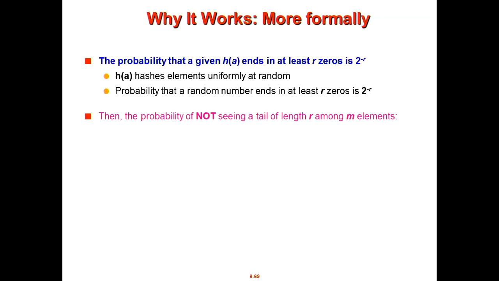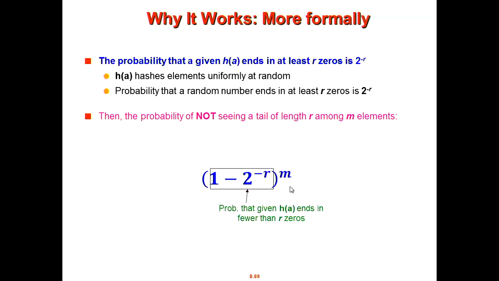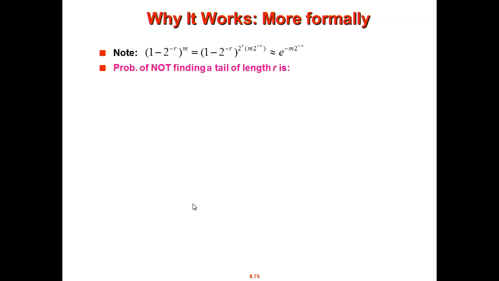And as a result, the probability of not seeing a tail of at least R 0s among m elements is (1 minus 2 to the power of minus R) to the power of m. So this is the probability of not seeing a tail of at least R 0s, among m elements. So finally, this probability computes all n in fewer than R zeros.